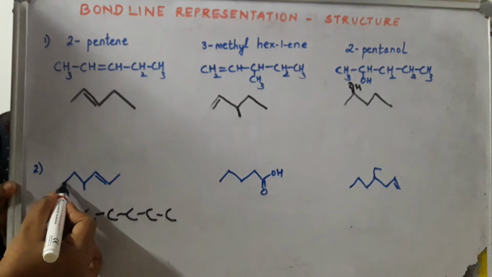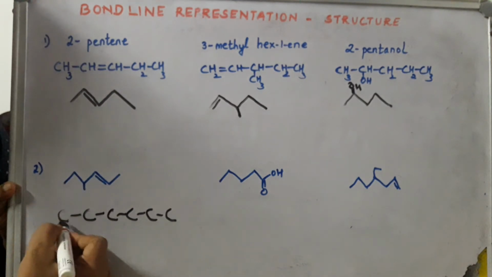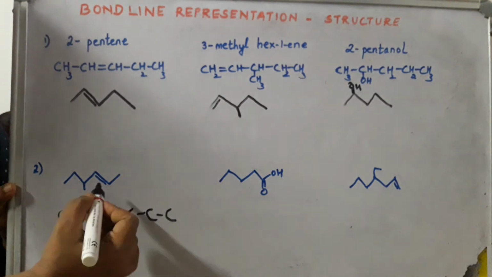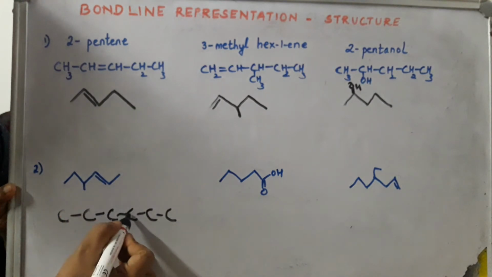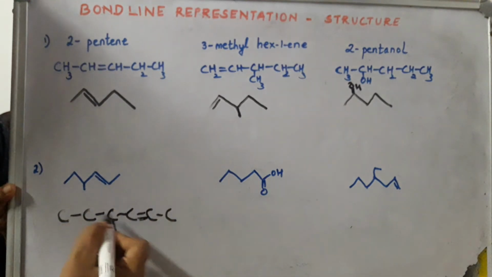And then 1, 2, 3. After the third carbon there is a side chain. There is a side chain which is a carbon. Then between the 4th and 5th carbon there is a double bond. So this is how the skeleton is.